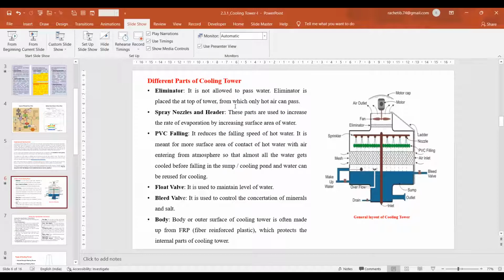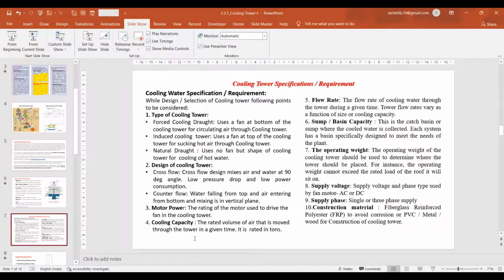The drip eliminator is at the top portion, and it absorbs the water droplets from the air, and they fall down. That eliminates the droplets. Then spray nozzles and a header, PVC fill, float wall, bleed wall, and body. These are the general terms in cooling towers.